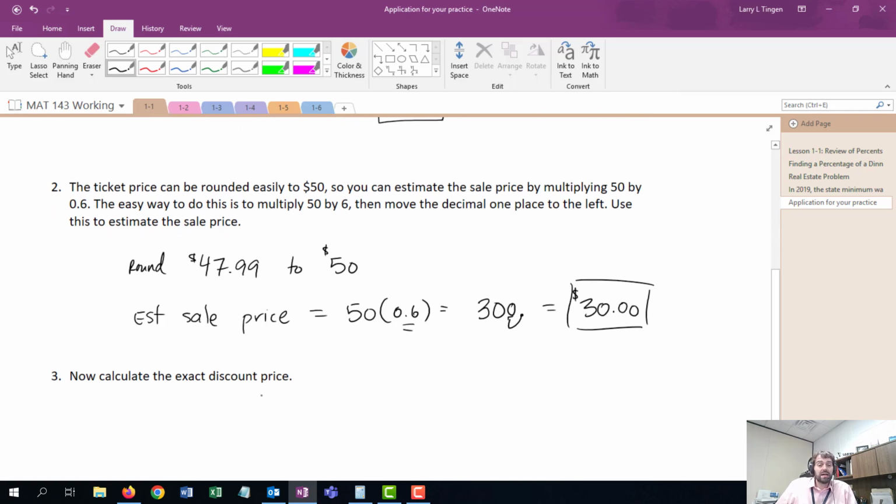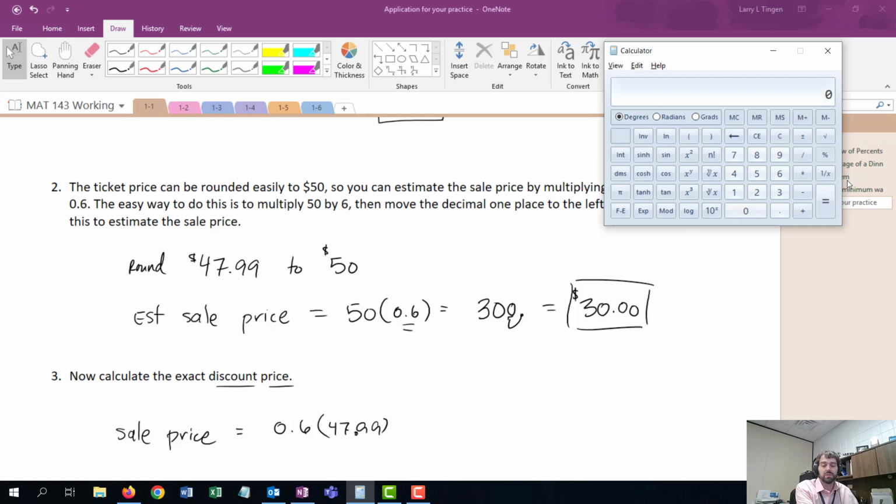Now, let's find the exact discount price. Or I'm going to call it sale price. It's the same thing. 0.6 times $47.99. Why would I want to do the estimate? Because even though we were always told we'd never have a calculator everywhere we go, it turns out we do, in our phones, in our pockets. Just because you have a calculator doesn't mean you actually want to sit down and calculate this exactly.